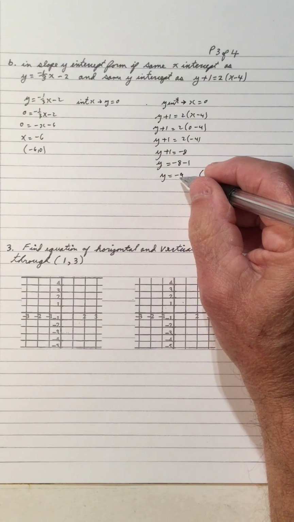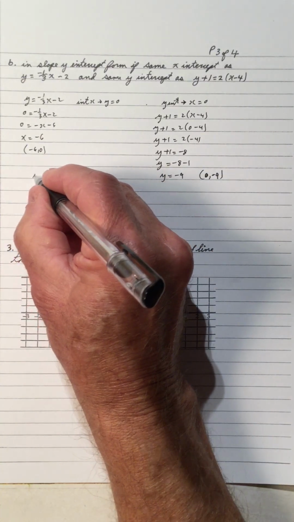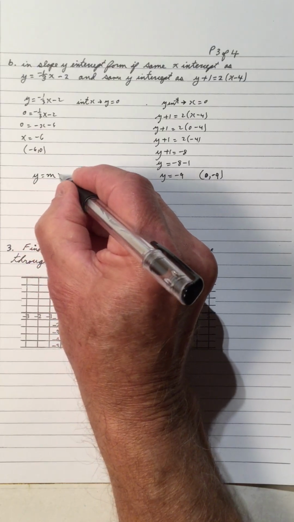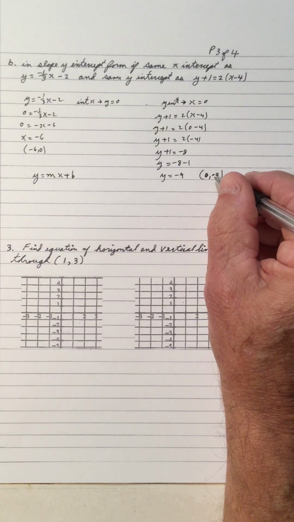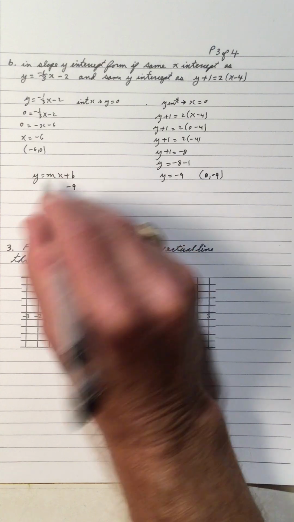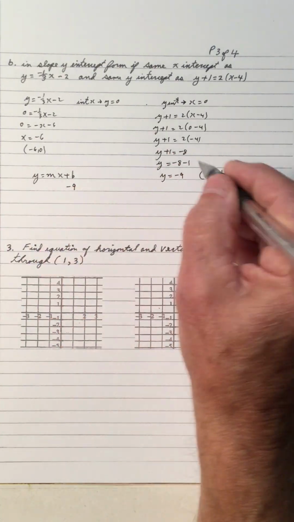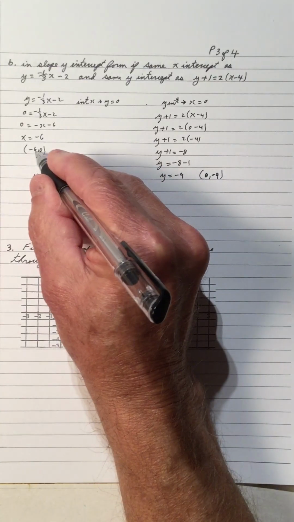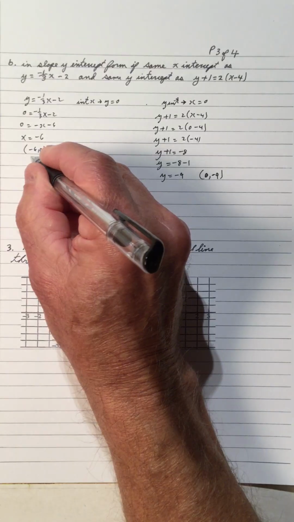I have the y-intercept, so I need to get the slope. So the equation is y equals mx plus b. I already have the y-intercept, so that's negative 9. So I need to get the slope. Don't have it. I can take this point and plug it in. If I plug this point in, it won't work. So let's plug this point in.